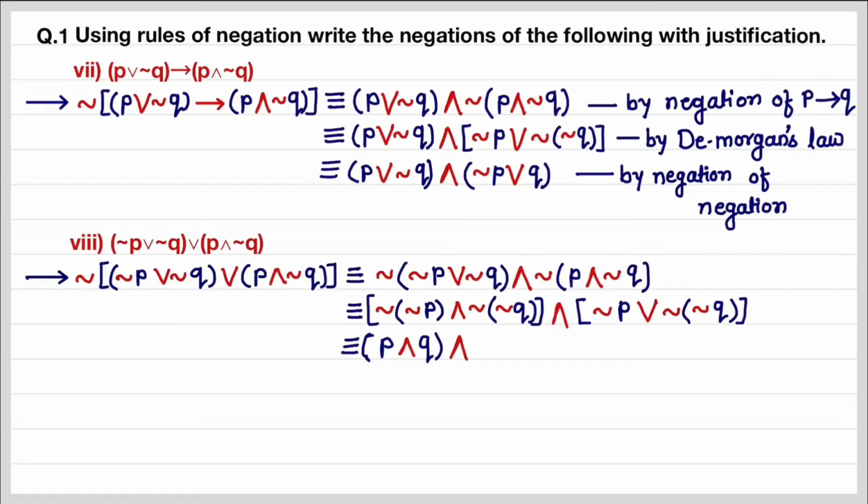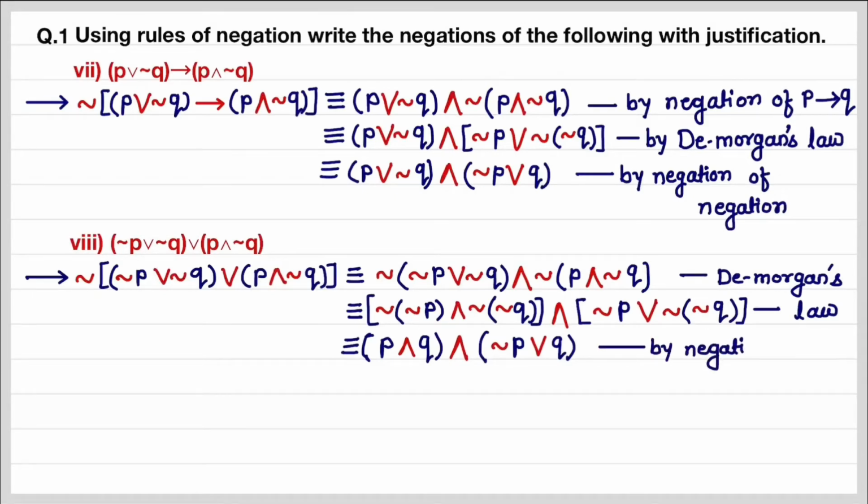Now negation of negation of P is equivalent to P, and negation of negation of Q is equivalent to Q. So the first bracket is P and Q. The logical connective next used is and, and the second bracket is negation of P or Q. Here the reason is that negation of negation is the given statement pattern.